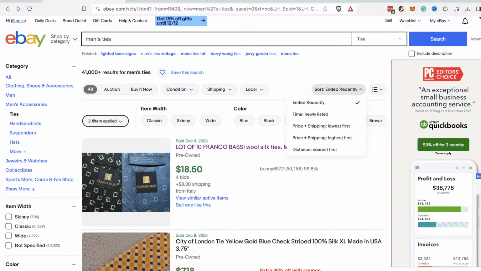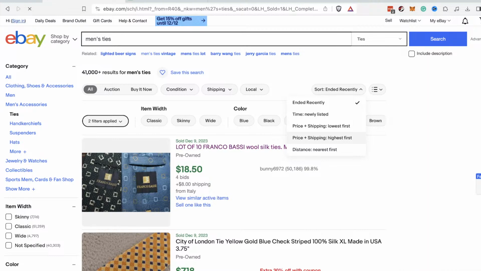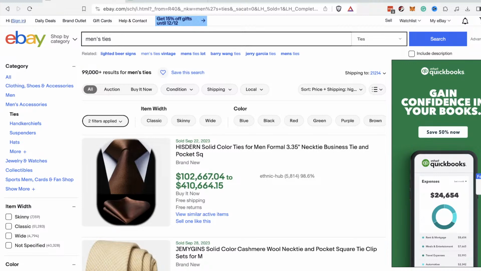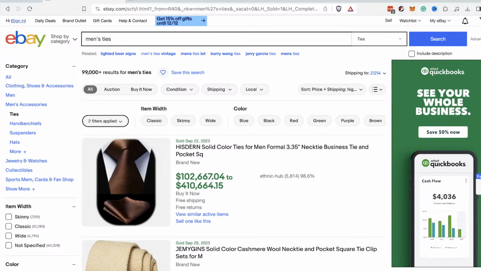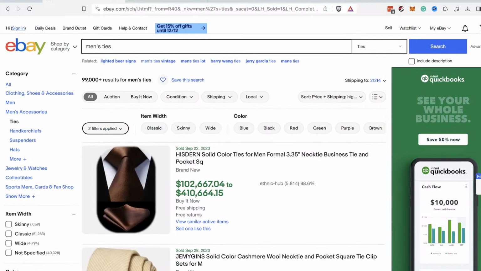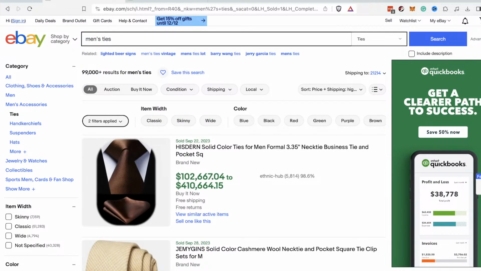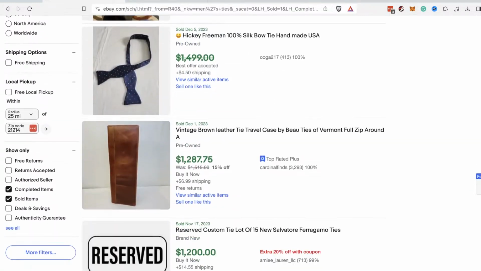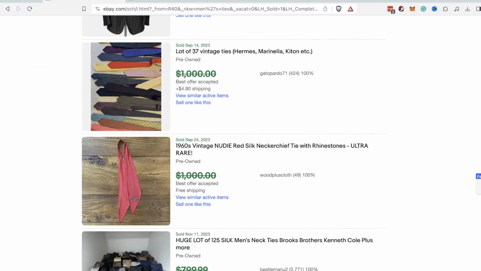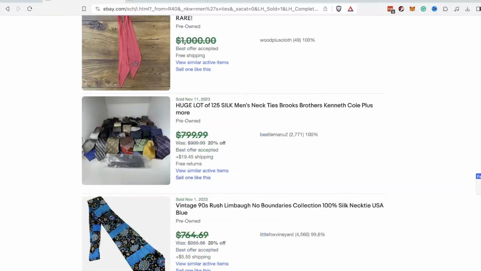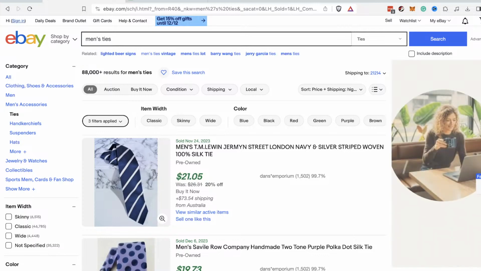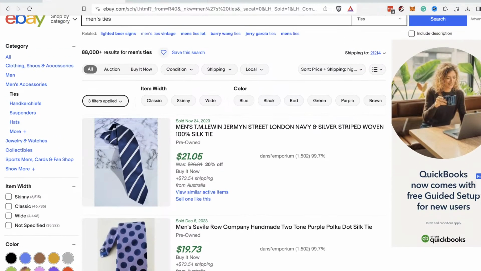Okay, so let me try to find one. Instead of ended recently, let's look at the highest priced ties. So that's a crazy tie. I don't think I'm going to be finding any of that. Wow, that's crazy. But if we want to look at the highest priced ties, let's go look at sold. Oh, these are sold ties. Okay, never mind. Let's try to come down to something a little more reasonable and get these outliers out. $50 ties. Max of $50, I should say.